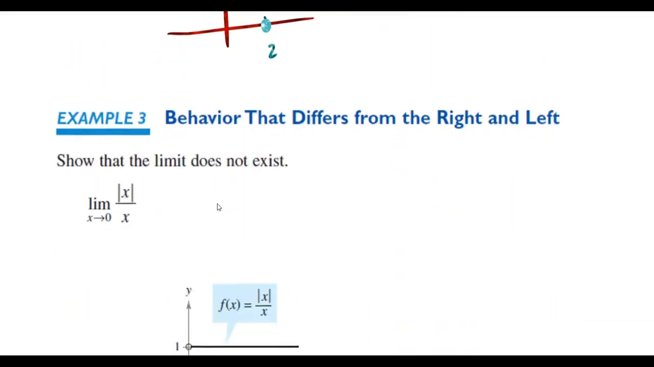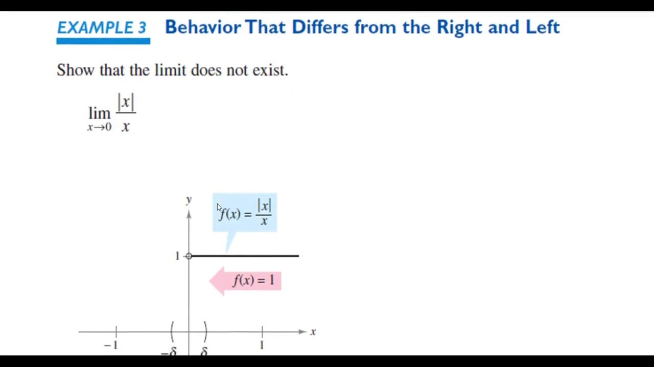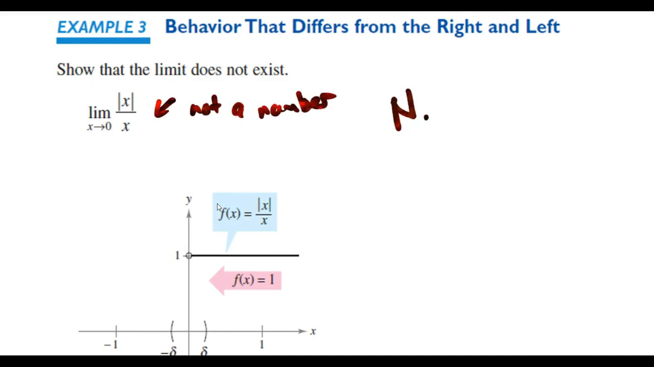What about if we have this? Oh, I kind of ruined it. So if we have this behavior that differs from the right and the left, we need to show that this limit does not exist, that we don't get a number. Not a number, or NaN, that's like a thing in computer science stuff, I think. Not a number. But what is actually happening in this function?